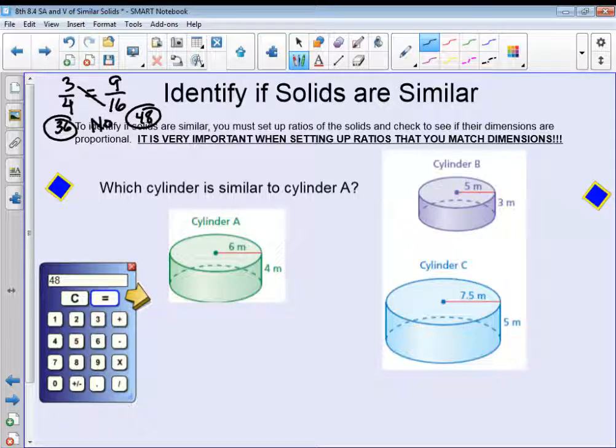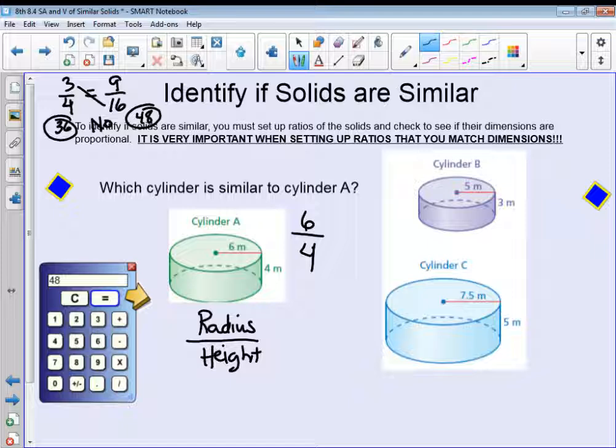You're using that same concept here. You have to make sure though that when you are setting up your proportions, you set them up so that the ratios have their dimensions in the same spot. So usually what I do is I take one of my figures and I set it up. Like here, if I were to take cylinder A, I might do my radius over my height. The reason this is important is that I can't reverse them when I write out my second cylinder information. So I'm going to take my radius, which was 6, over my height, which was 4. So that's my first proportion.